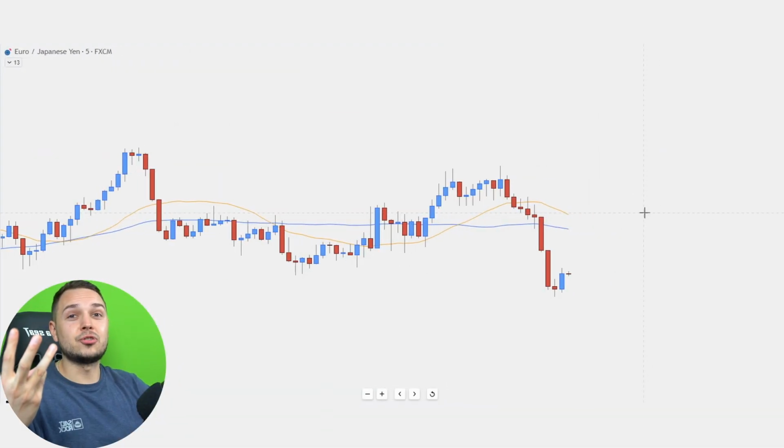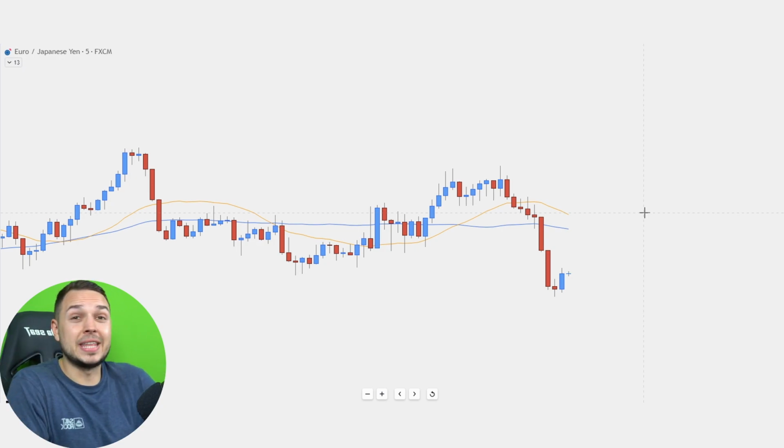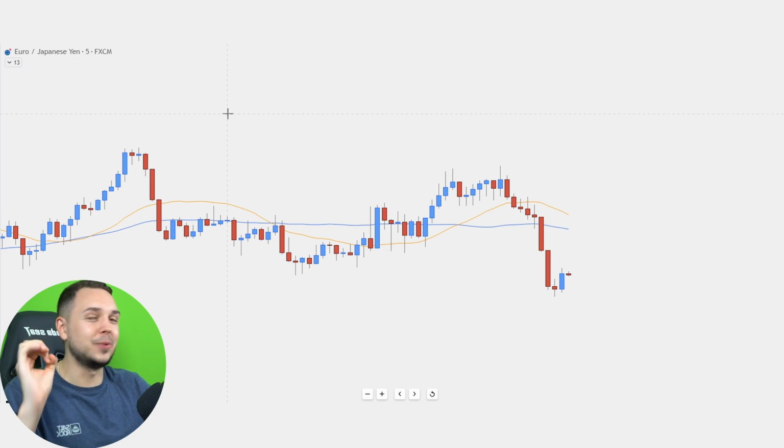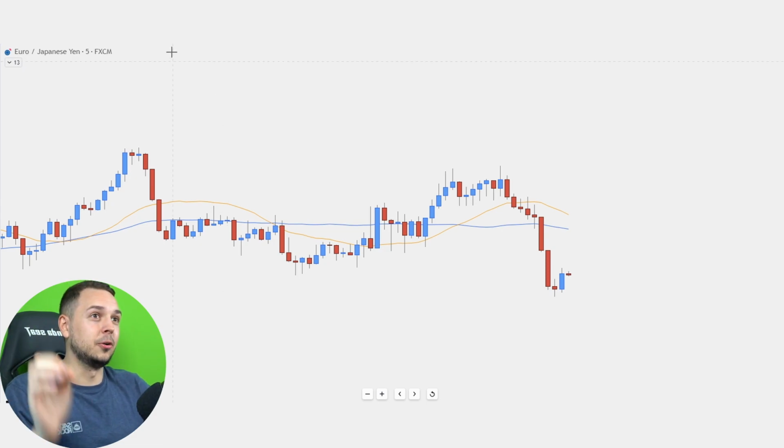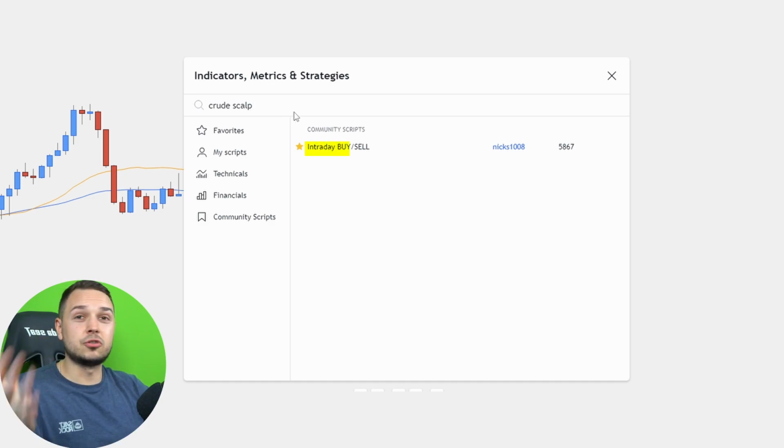Okay, the third trading strategy. I'm gonna do a scalping one, but it really works on swing trading and day trading as well, and it's probably the most simple one. However, it works really good, and I cannot believe people get it wrong every single time. So the indicator we will need is Crude Scalp or Intraday Buy and Sell. It's actually for crude oil, but trust me, it works really great on currencies.